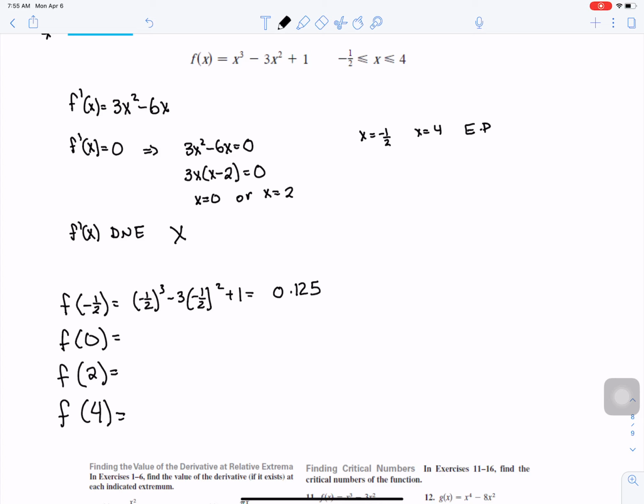I get a value of 0.125. When I sub in 0 into my function, I get a value of 1. When I sub 2 into my function, I get a value of -3. And when I sub 4 into my function, I get a value of 17. So here, the smallest value I see is -3. So that's my absolute min, and it's occurring at a critical point. And this value is my largest value. It's my absolute max, and it's occurring at an end point.